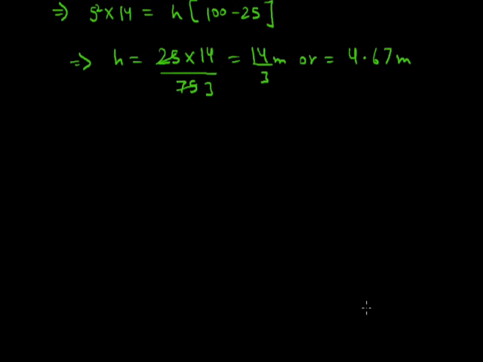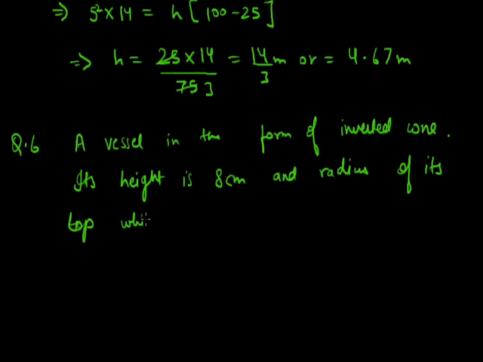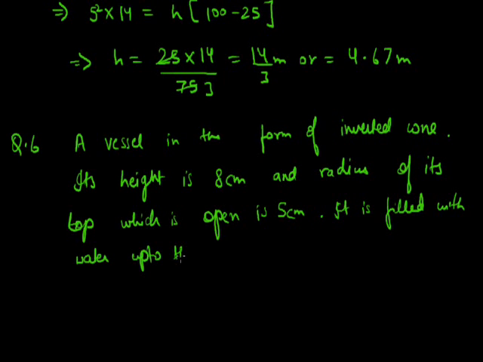And now we'll see one more example on it. Understand, write down the question: a vessel in the form of an inverted cone. Its height is 8 centimeter and the radius of its top, which is open, is 5 centimeter. It is filled with water up to the brim.